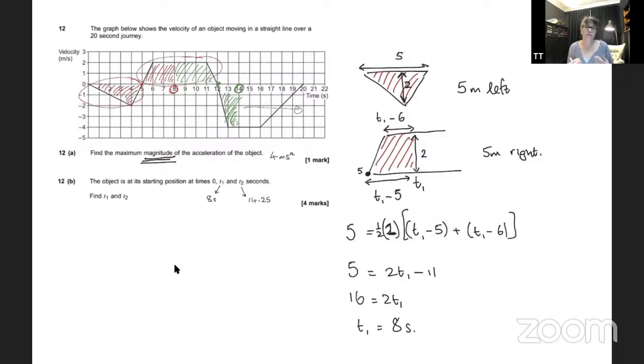If we wanted speed, I wouldn't say magnitude of the velocity. I'd say speed, and then that would always be positive, the same as distance. So the magnitude of the acceleration is always positive. It's the length of the vector. It's the number, not the plus and minus.